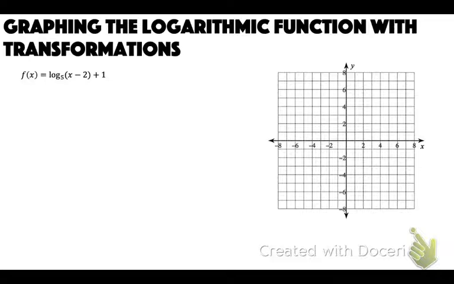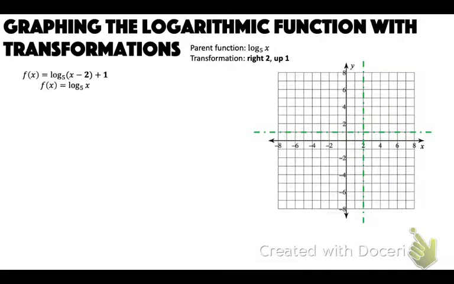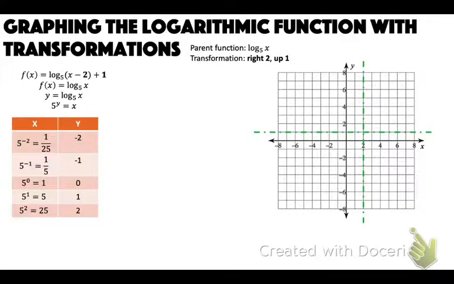Let's do another one. So this one, our parent function is log base 5 of x, and our transformation is right 2 and up 1. So right 2, up 1. So we have just our parent function we're looking at, so that's 5 to the y power equals x, which if I put that on our table, we have 1/25, 1/5, 1, 5, and 25. So then 1/25, -2 is right there. 1/5, -1, 1, 0, 5, 1, and then 25, 2 is going to be off our graph. So that's going to be what we draw.